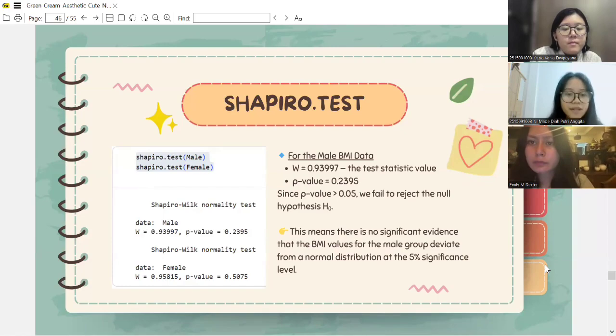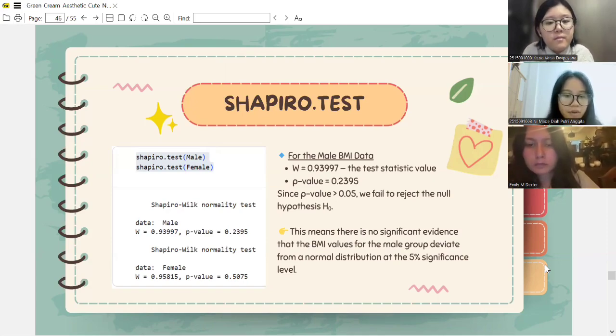For the male BMI data, as you can see, W equals 0.93, and p-value equals 0.223. The W is the test statistic value. Since the p-value is greater than 0.05, we fail to reject the null hypothesis. This means there is no significant evidence that the BMI values for the male group deviate from a normal distribution at the 5% significance level.